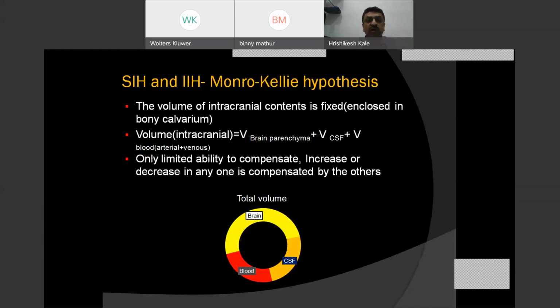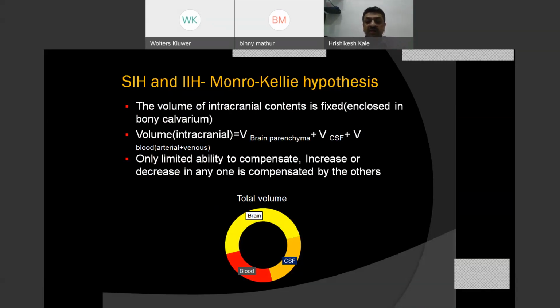Now, to understand SIH, which is spontaneous intracranial hypotension, and idiopathic intracranial hypertension, you need to know the Monro-Kellie hypothesis. According to this hypothesis, the volume of your intracranial contents is fixed. Since the calvarium is bony, the volume inside the calvarium cannot be changed. This intracranial volume is composed of the volume of the brain parenchyma, the volume of CSF, and the volume of blood, both arterial and venous. Because it's a fixed volume, there's only a limited ability to compensate. If any one of these components decreases, something else has to take its place.